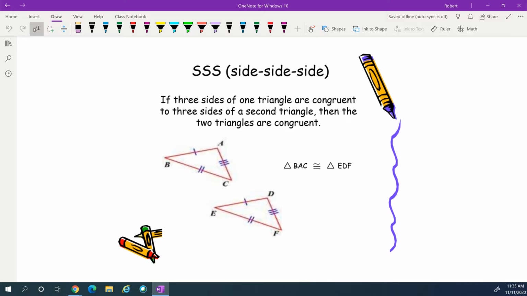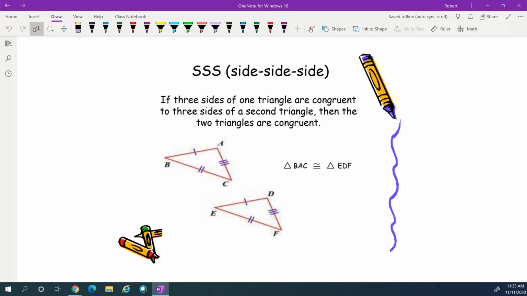Now, the names of these are really important. The first one is called SSS, or side, side, side. S stands for side. There's nothing super tricky in this. All this means is that if we know all three sides from one triangle are congruent to all three sides from another triangle, then those triangles have to be congruent.